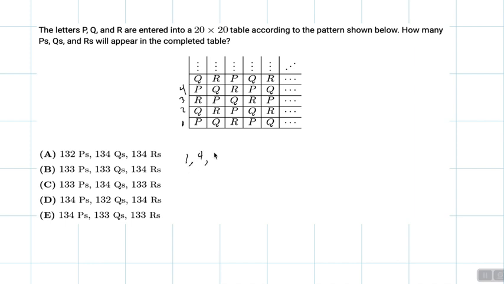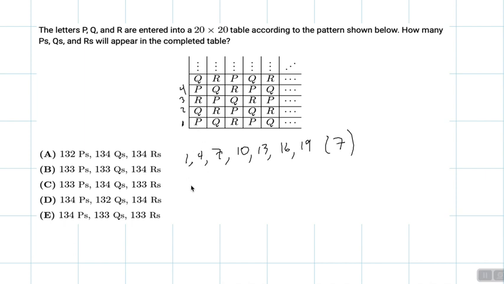So P is going to be 1, 4, 7, 10, 13, 16, 19. That's 1, 2, 3, 4, 5, 6, 7. So when the letter is in the first position, it's going to show up 7 times. What about when it's in the second position?